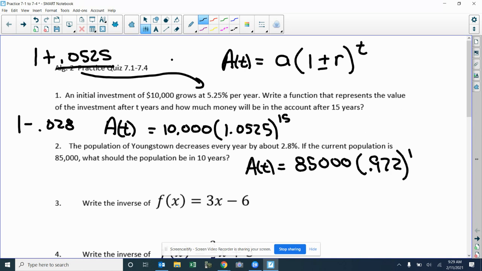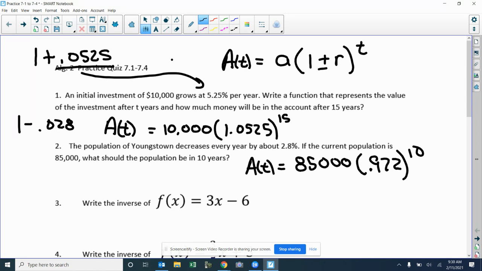To the 10th. 0.972. I'm not sure what that answer is. Anybody have close to something for me? There you go. Again, those answers are all on Canvas. You can take a look there.